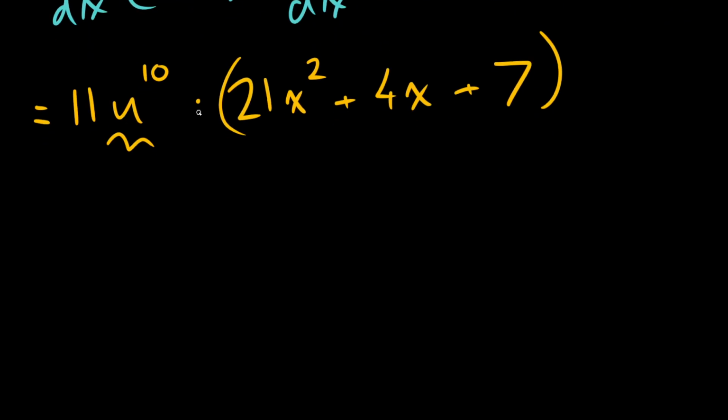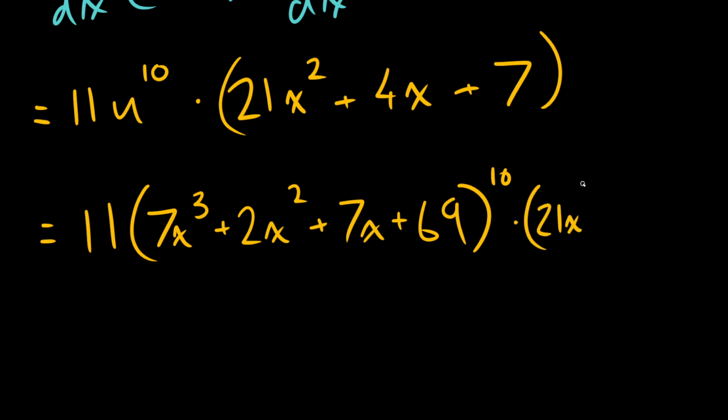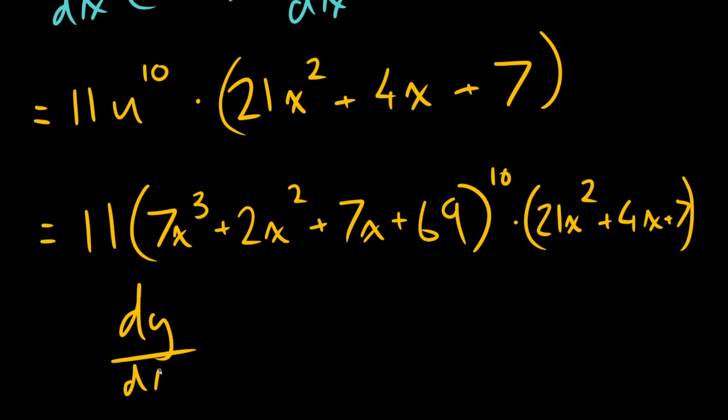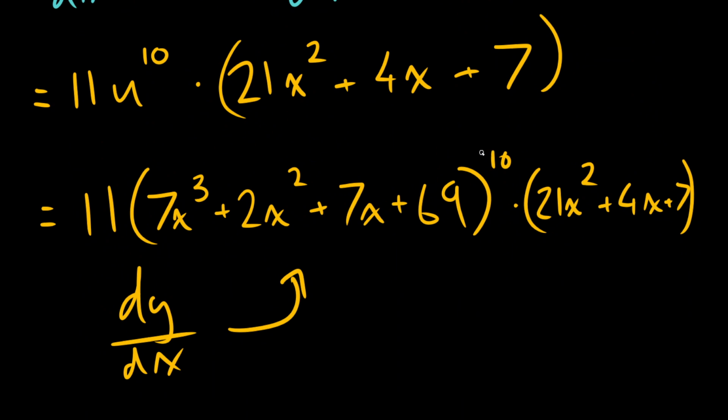So since we have something in terms of u here, we can plug our value for u back in. So we'll have 11 times 7x cubed plus 2x squared plus 7x plus 69 to the power of 10 times 21x squared plus 4x plus 7. And this is dy by dx. So this is our entire derivative. You can tell that I've used the product rule or binomial expansion to try and figure out this question. It would have taken you forever. This would be a very, very high power with many coefficients to deal with.